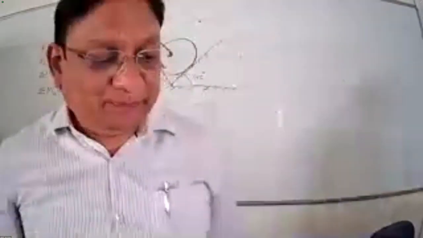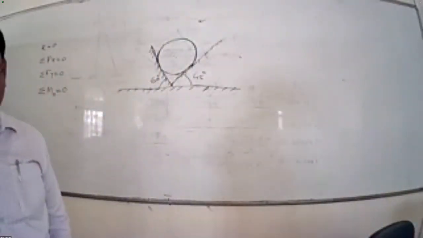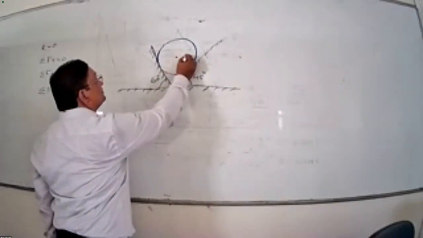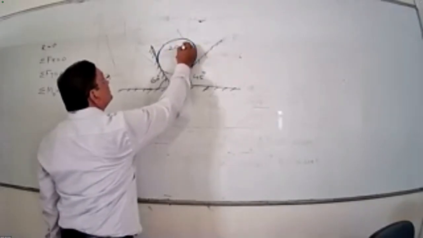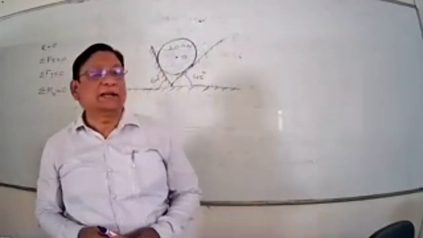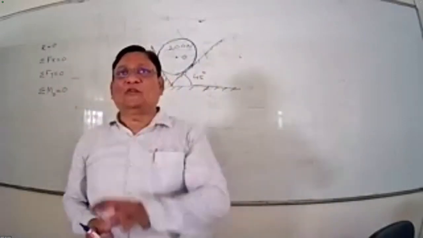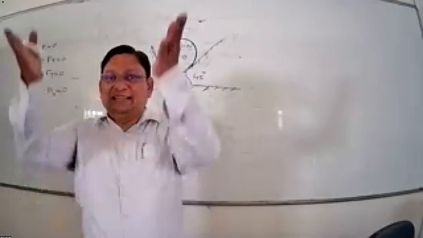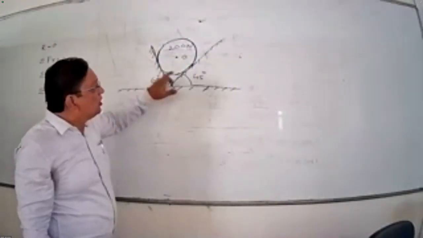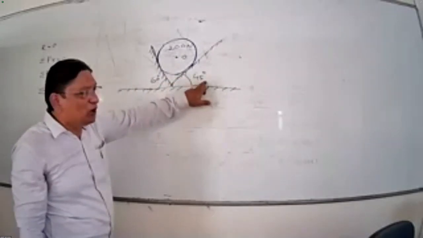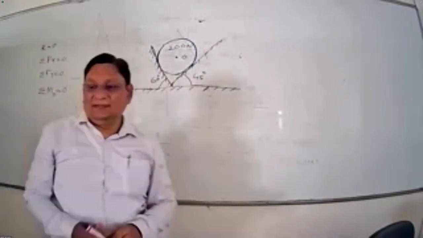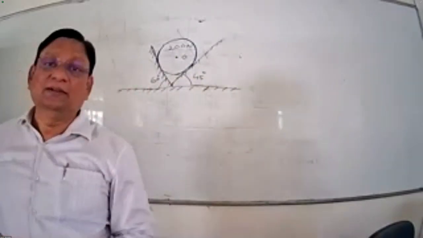Can you see the diagram? So here you can see, if I have to describe the given diagram, a cylinder of weight 200 Newton is there, and it is kept in a V channel. On the right hand side, the support is making an angle of 45 degrees. On the left hand side, the support is making an angle of 60 degrees. Is the diagram clear to everyone?